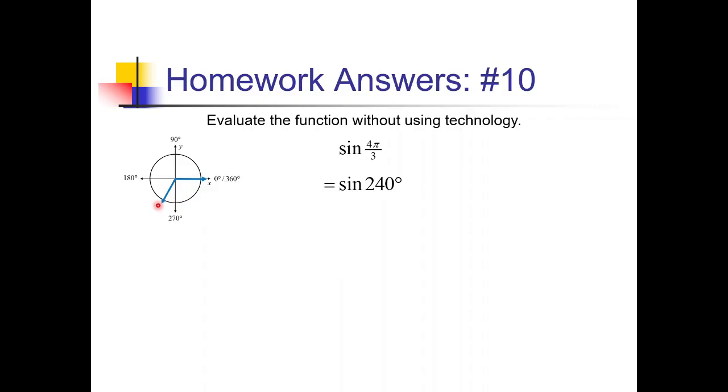So since we're in quadrant 3 and we are below the x-axis, sine, which is a y value, is going to be negative down here. So negative sine in quadrant 3. Let's get our reference angle. 240 is closer to the 180 side of the x-axis, so I have to subtract 180. 240 minus 180 is going to give me 60, so this is going to be negative sine of 60 degrees. Sine of 60 by itself is root 3 over 2, so then this is negative radical 3 over 2.